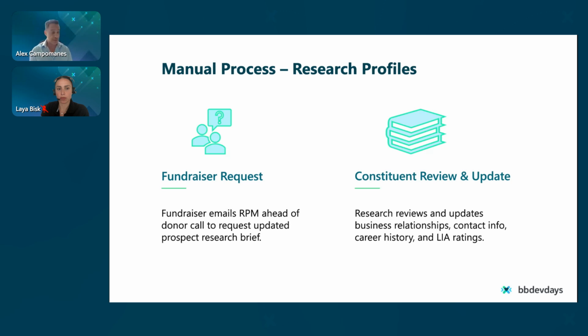Basically that says, I need this person's constituent profile for my call coming up. So the research officer receives the email. They look up the constituent in Raiser's Edge and review all required information. They make sure it's up to date. If it's not up to date, they do some research, which is actually one of the only parts of the job that shouldn't be automated. And then they update all of the key exportable data that would then be exported into the CSV file used in the Word doc creation.